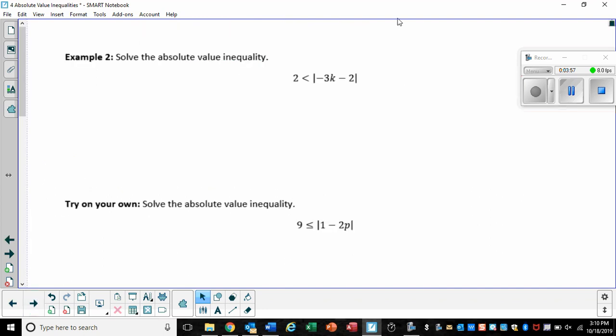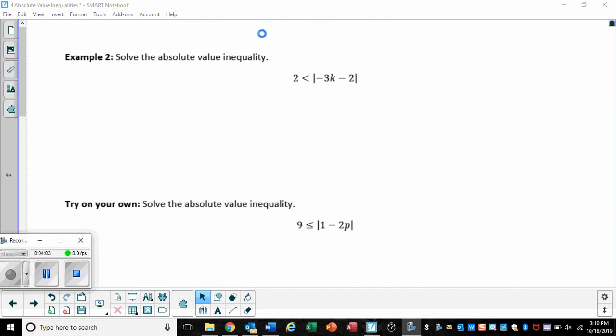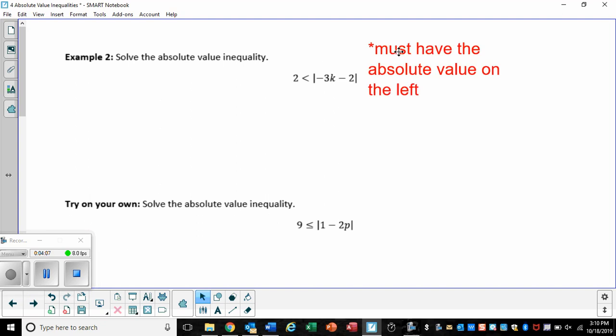There we go. Now, for example 2, we are going to go ahead and solve this one. Okay? Now, before we can solve it, it's important to know that you have to have your absolute value on the left side in order to figure out what kind of word you're going to have. So right now it's on the right. I need to flip this whole thing around so it's on the left. So I flip the whole thing, including the inequality sign.